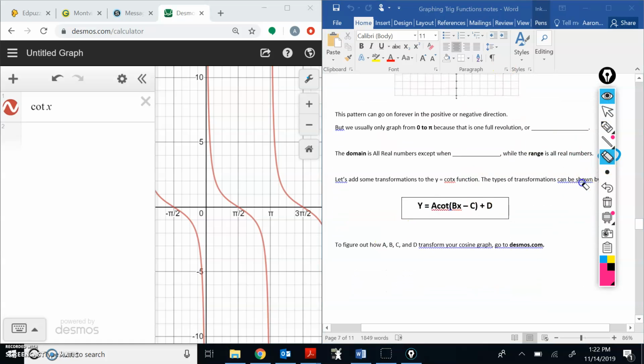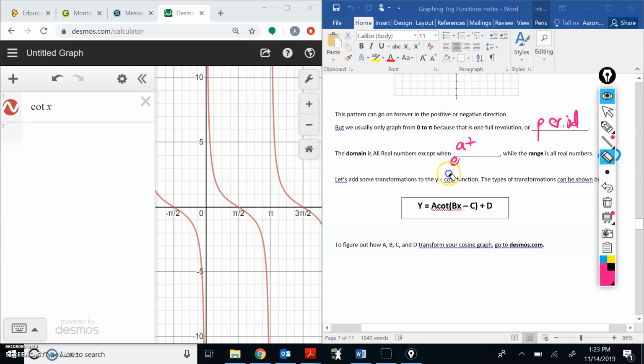The range and domain. The domain is all real numbers except at every pi value. Back up here, that was period. That's a full revolution. And we do have A, B, C, D values for cotangent, just like sine, cosine, and regular tangent.